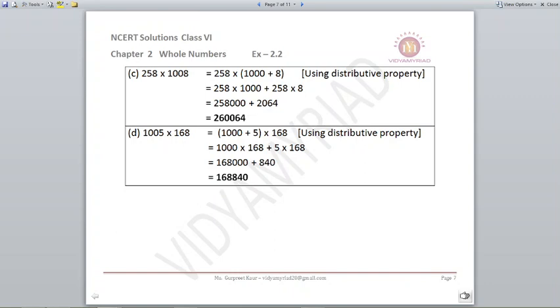Definitely 1005 can be broken easily, and I can write it as 1000 plus 5 into 168. Open the bracket. 1000 into 168 plus 5 into 168. Just multiply it, add it, and you will get your final answer as 168840.